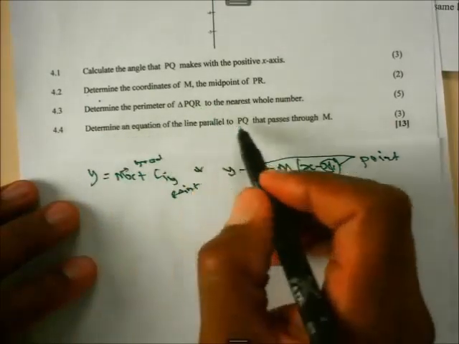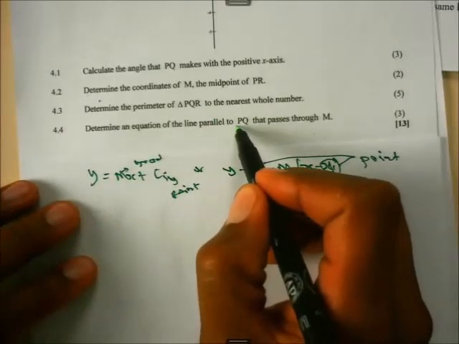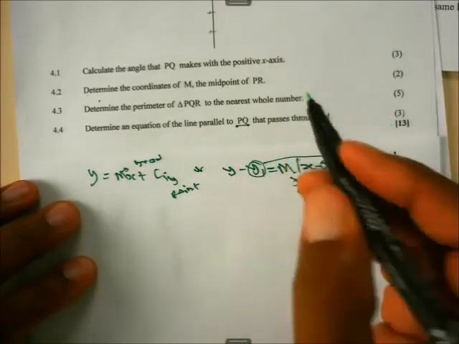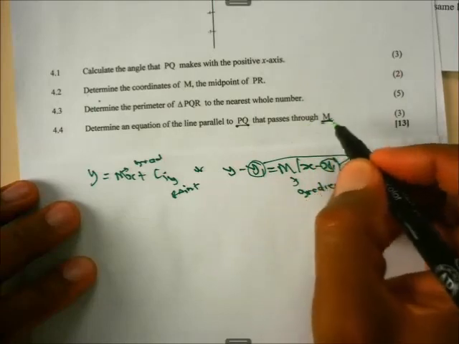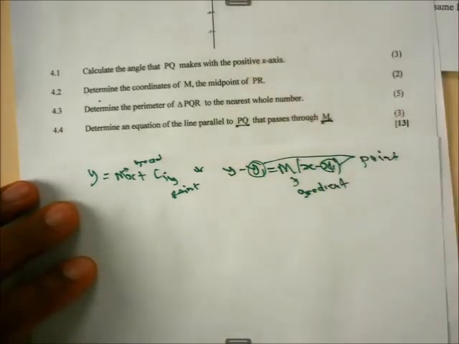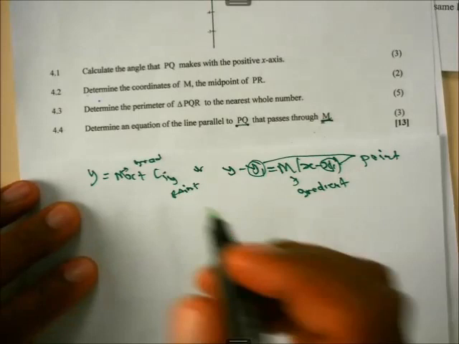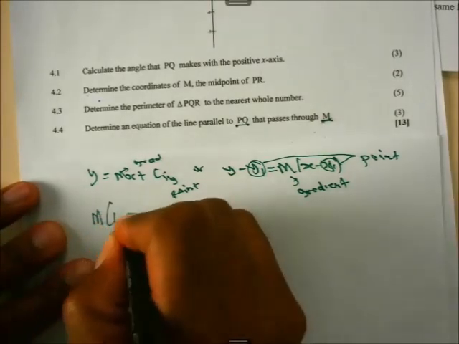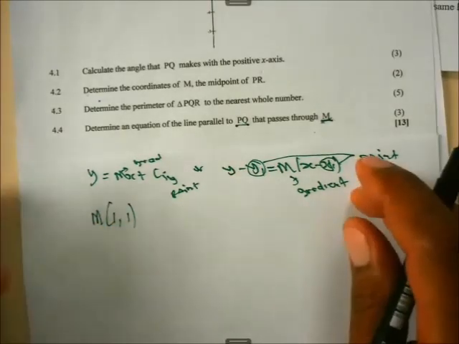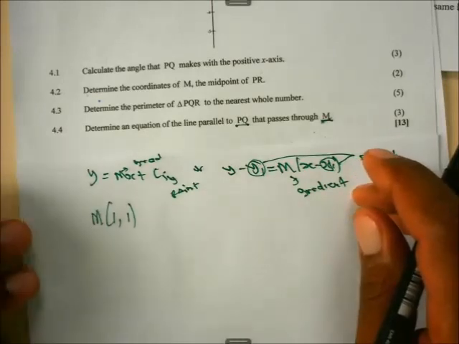Of course, now let us look at this one. They said you must determine the equation of the line parallel to PQ, and that line passes through M. Then here it's our M. You still remember what are the coordinates of M? Yes, the coordinates of M then was 1 and 1. That was our midpoint of PR.